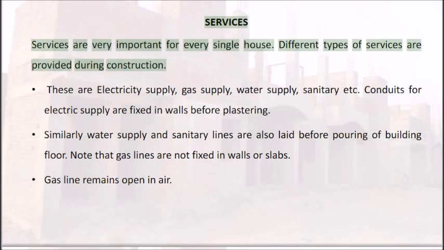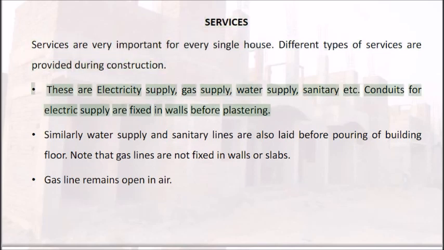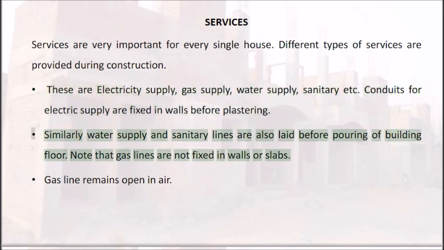Services are very important for every single house. Different types of services are provided during construction. These are electricity supply, gas supply, water supply, sanitary, etc. Conduits for electric supply are fixed in walls before plastering. Similarly, water supply and sanitary lines are also laid before pouring of the building floor. Note that gas lines are not fixed in walls or slabs. Gas line remains open in air.